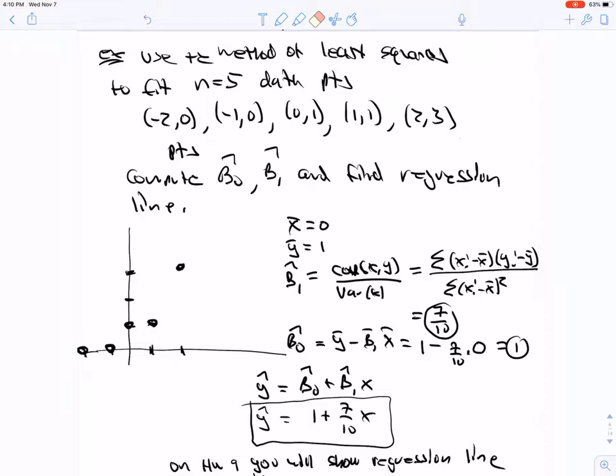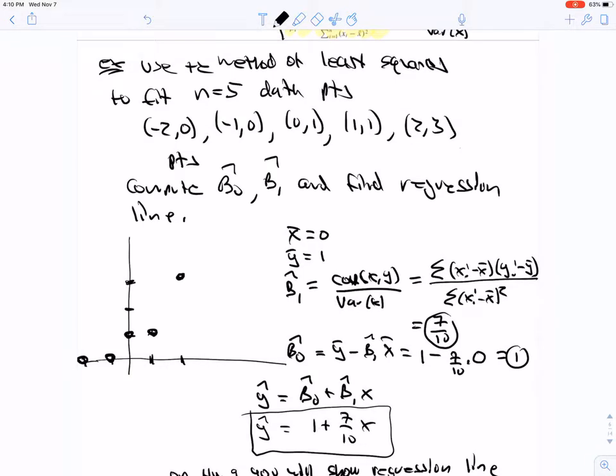Beta 0 hat is y bar minus beta 1 hat x bar, which is 1. So we get our regression line 1 plus 7/10 x. And I do know that this is correct because the next thing we're going to do is an in-class exercise where we're going to do exactly this problem in R, and we'll get the same answer. So if you didn't get this answer, then your calculation of the covariance and variance is probably not exactly correct.